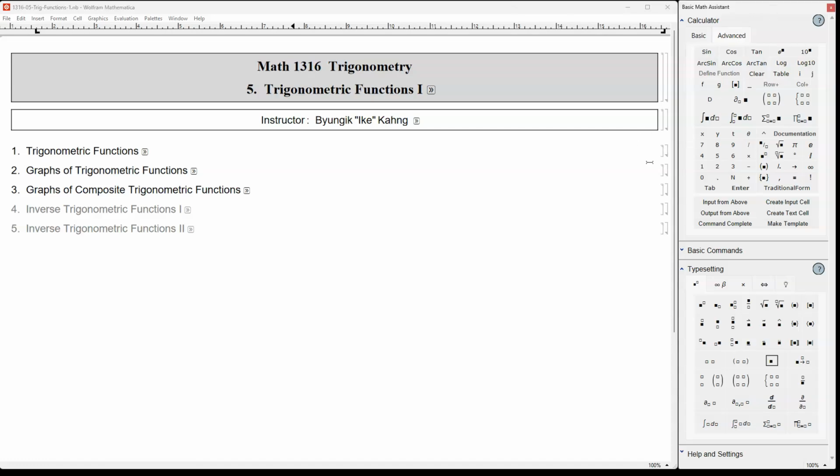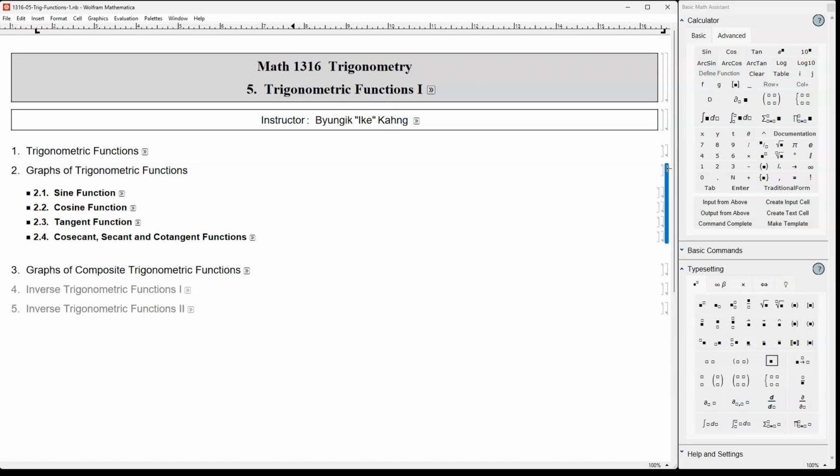Hello students, welcome back. Previously in section 1, we redefined the trigonometric ratios into trigonometric functions. Now that we have functions, let us study their graphs. That's the topic for section 2.